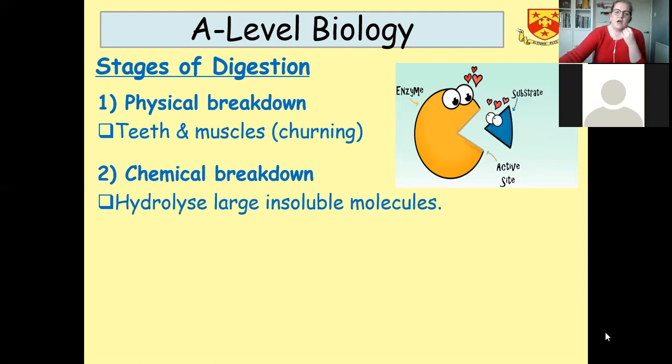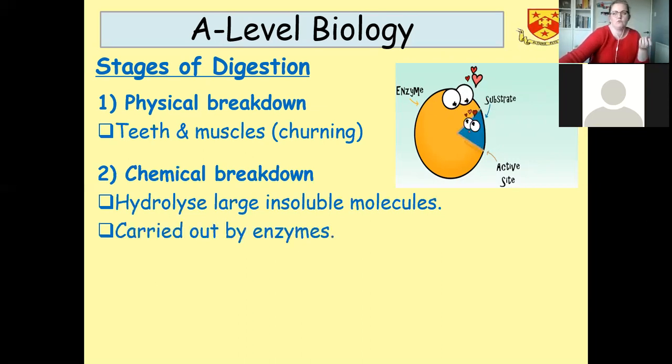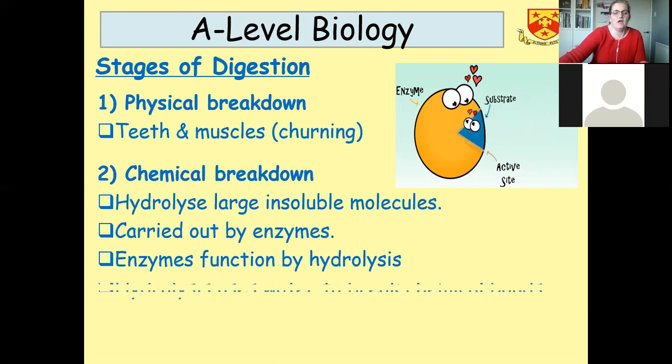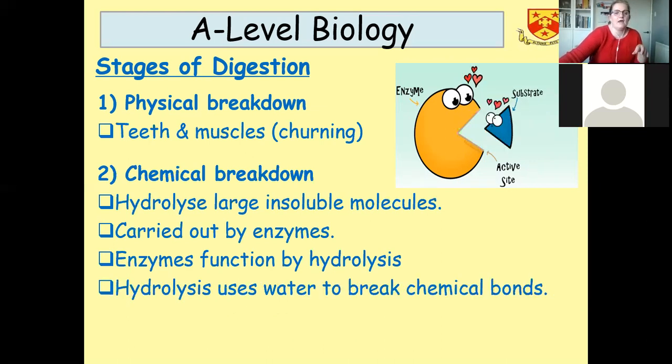And this is where we're going to hydrolyze our large insoluble molecules into smaller soluble molecules. So this is the part that's carried out by enzymes, and the enzymes function by hydrolysis. So they work using hydrolysis. And hydrolysis, remember, is when we use water to break chemical bonds down. So the enzymes use water to break these chemical bonds down to make these polymers into monomers.